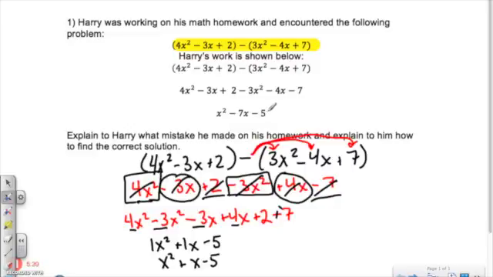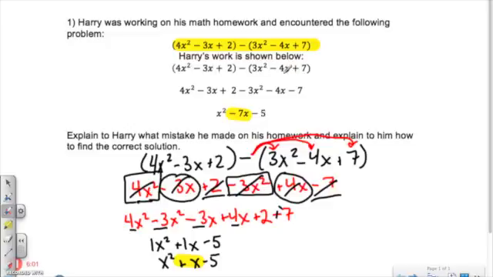Now, clearly that is not the same as what Harry got. You might notice that his first term is the same. We both got x squared as our first term. Our last terms are the same. We both got negative 5. That middle term is where the problem occurred. So when I'm checking his work up here, I'm going to focus in on that middle term. Those x terms are what's causing Harry trouble. They didn't cause us trouble.